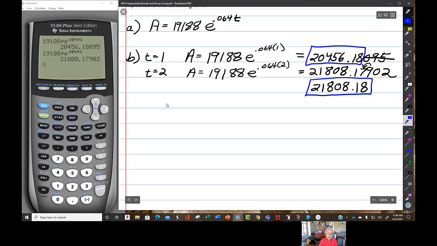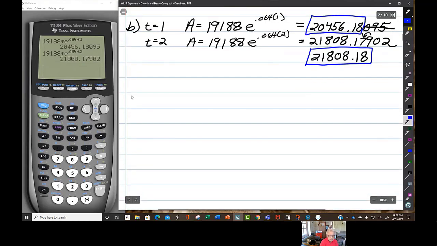And since I did t equals 5 and t equals 10 before, I'm going to go on to doubling time. The amount of time it takes your initial investment to double. And we all care about that. So what we're going to do is first type our specific formula. That's probably the safest thing to do.